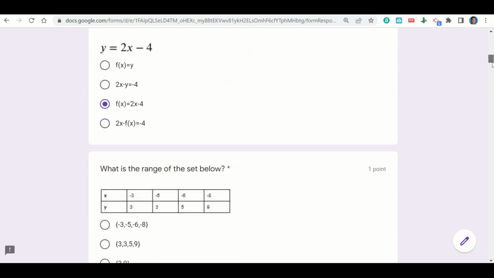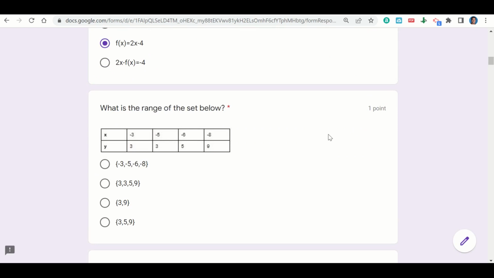The next one says, what is the range of the set below? So remember, the range is the y values. So I have 3, 3, 5, and 9. Now, the only thing we need to make sure we consider, though, is that we don't double up. So if there's anything that repeats, we only write it once. So the range would be 3, 5, and 9, which is here.